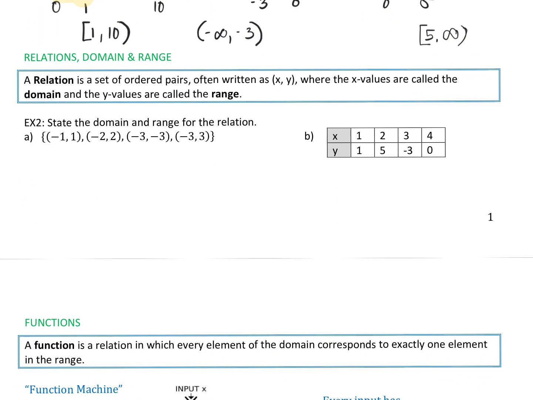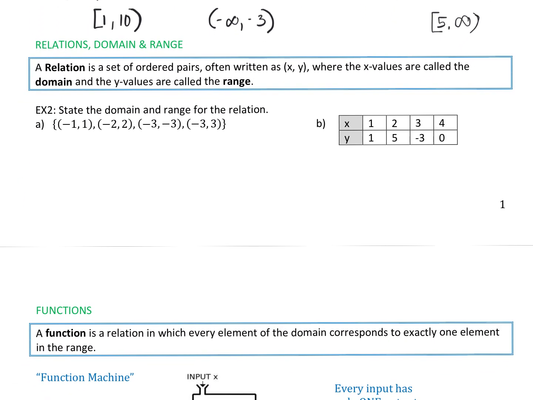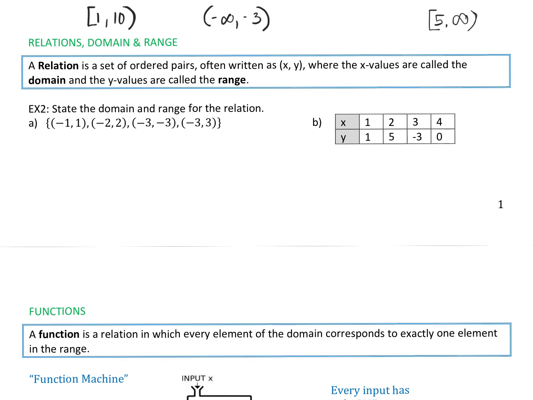Okay, so now let's move on to something called relations, or the domain and range of relations. So a relation basically is a set of ordered pairs, often written as x comma y, where the x values are called the domain and the y values are called the range. An easy way I think about this is, for example, if we're looking at the x values, oops, I should actually use green since I was using that for the x values, and the y values.